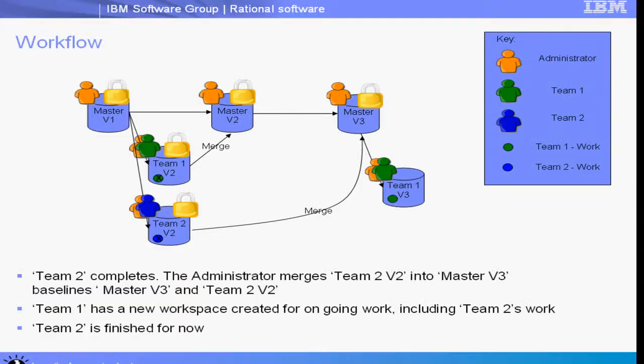In summary, what we've seen is the administrator create the master v2 workspace. They've merged Team 2's work in, locked Team 2's workspace and the master, so master v3 is now the published architecture. The administrator has then created another project workspace for Team 1 to continue their work in.